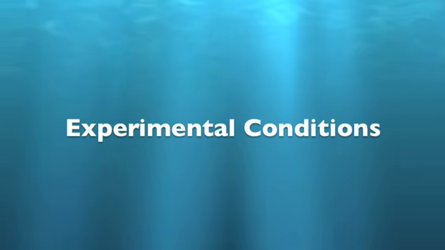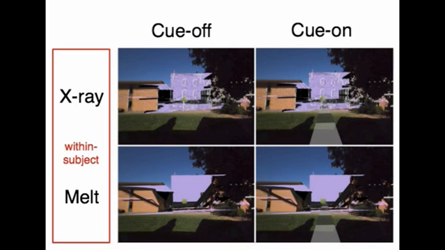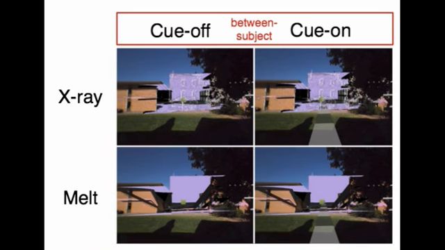There were 4 conditions in this experiment. We crossed 2 levels of visualization and 2 levels of depth cue. The visualizations were used as a within-subject variable. All of the participants experienced both of the visualizations. Whereas depth cue was a between-subject variable, one group of the participants performed their task with the cue on condition, and the other group performed with the cue off condition.